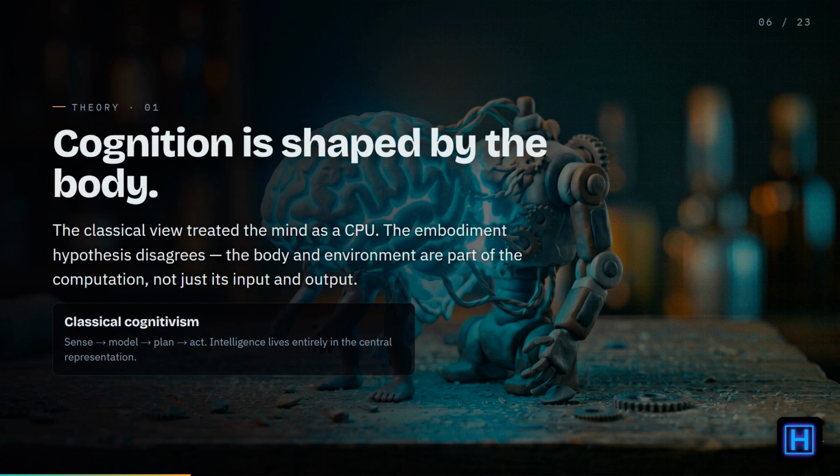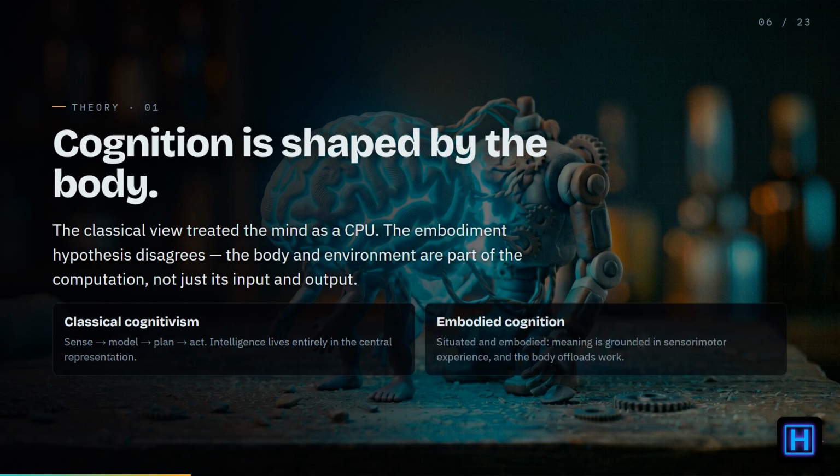Classical cognitivism: sense, build a symbolic model, plan, act. Intelligence lives entirely in the central representation. Embodied cognition: intelligence is situated and embodied. Meaning is grounded in sensorimotor experience, and the body offloads work the brain would otherwise do.